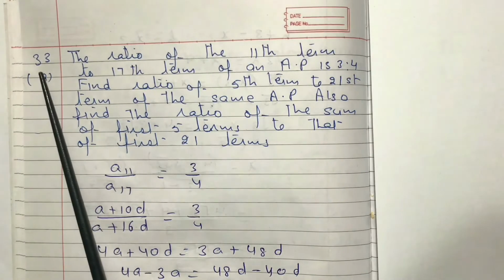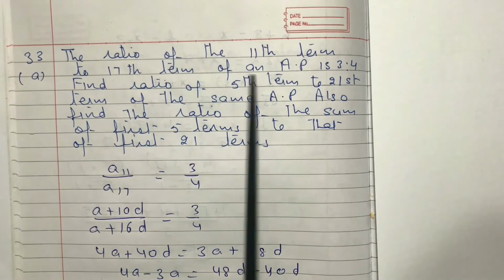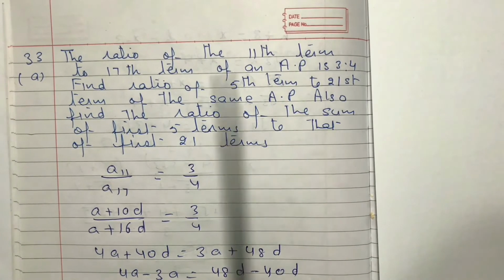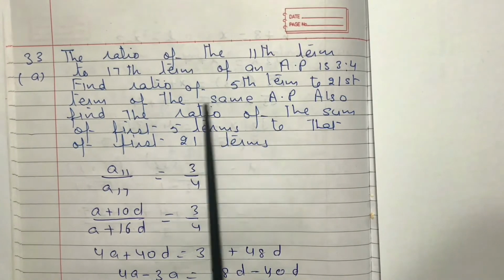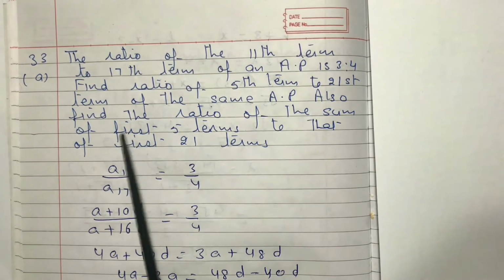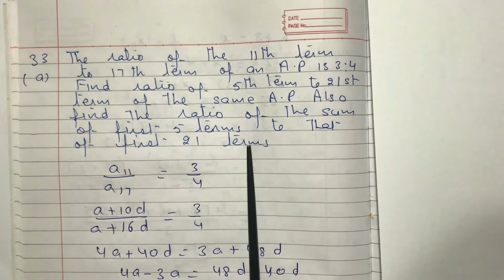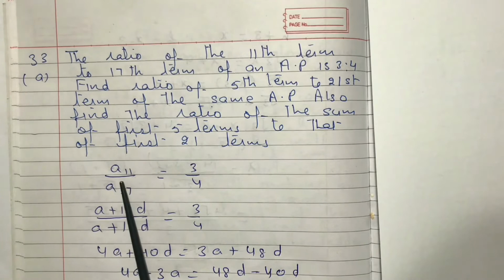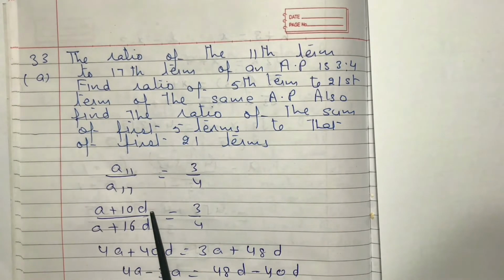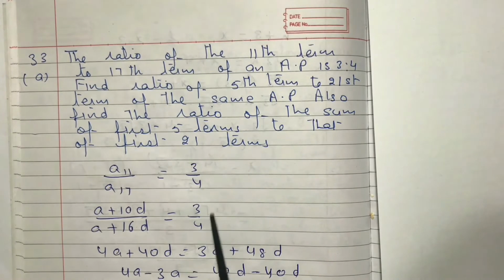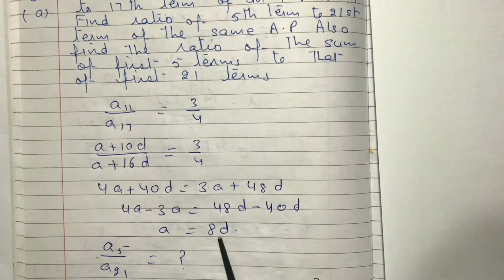Now question number 33, A part. The ratio of the 11th term to 17th term of an AP is 3:4. Find the ratio of 5th term to 21st term of the same AP. Also find the ratio of the sum of first 5 terms to that of first 21 terms. Now it is given A11 by A17 is equal to 3/4. A11 means A plus 10D upon A plus 16D is equal to 3/4. Cross multiply it, you will get A is equal to 8D.